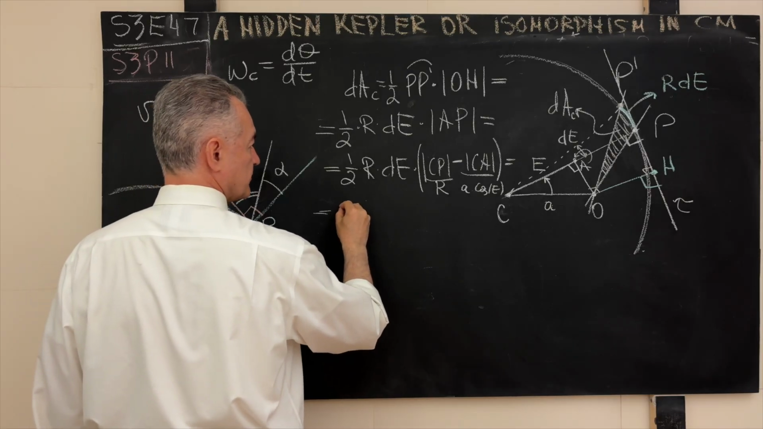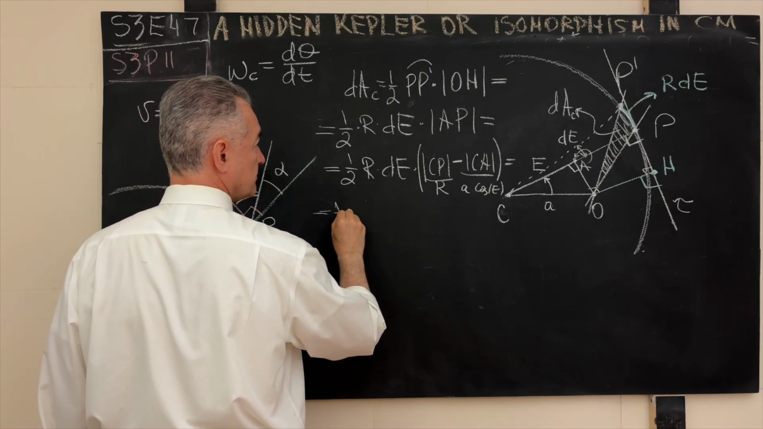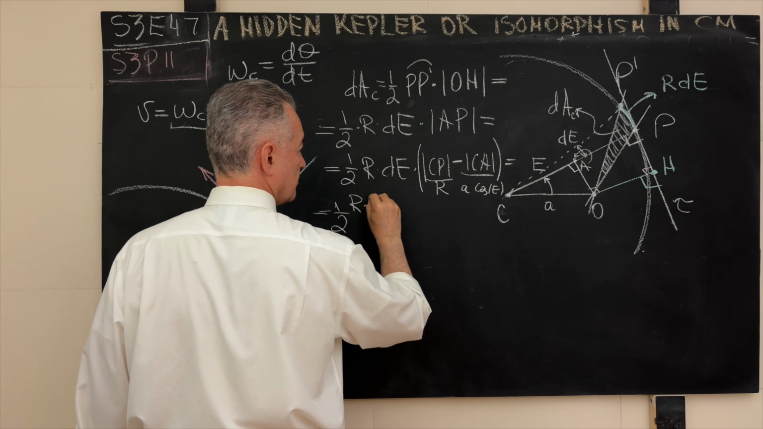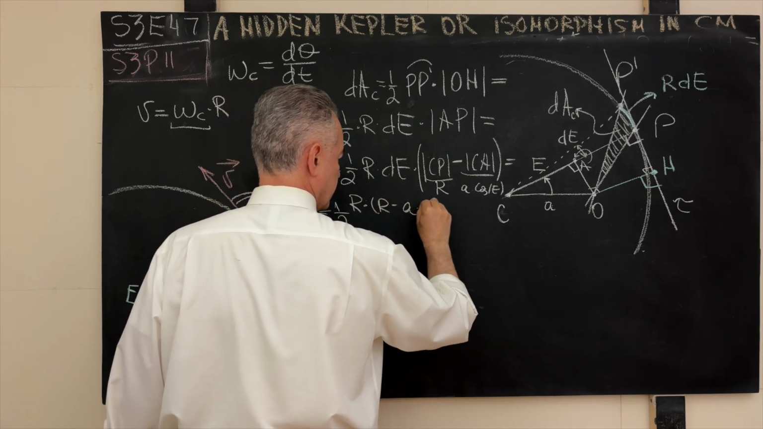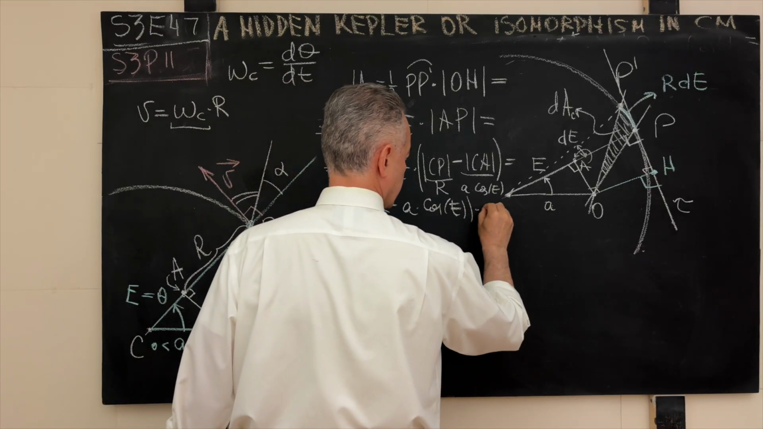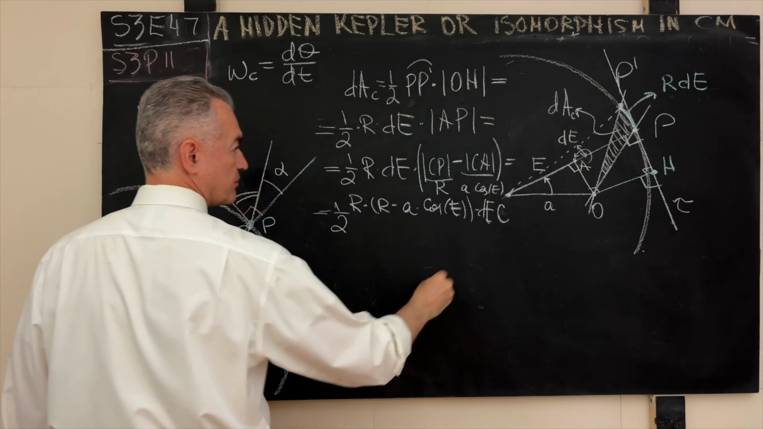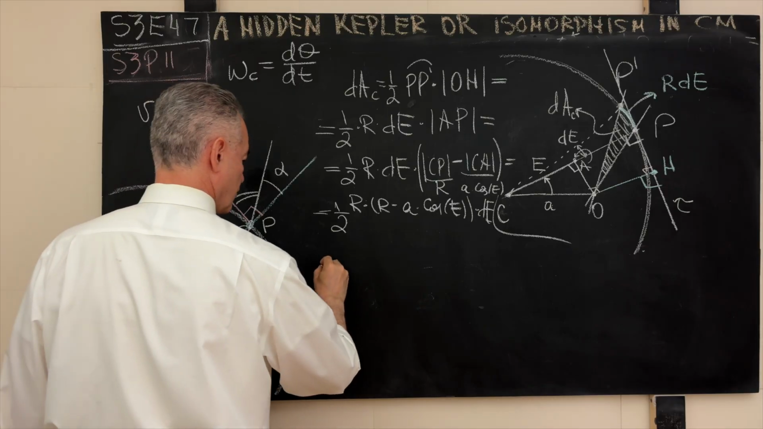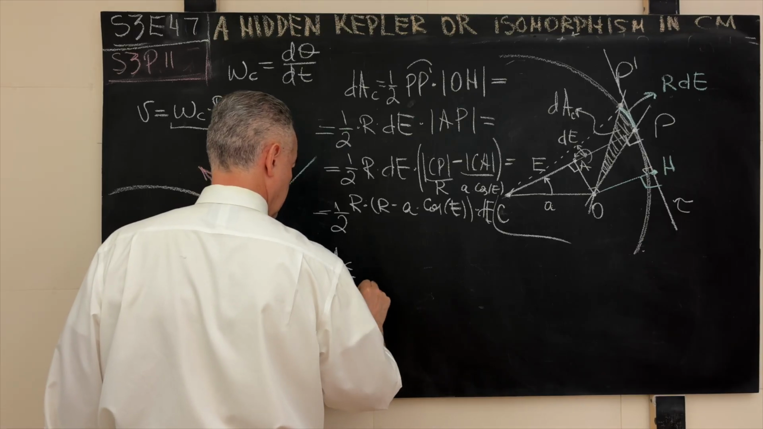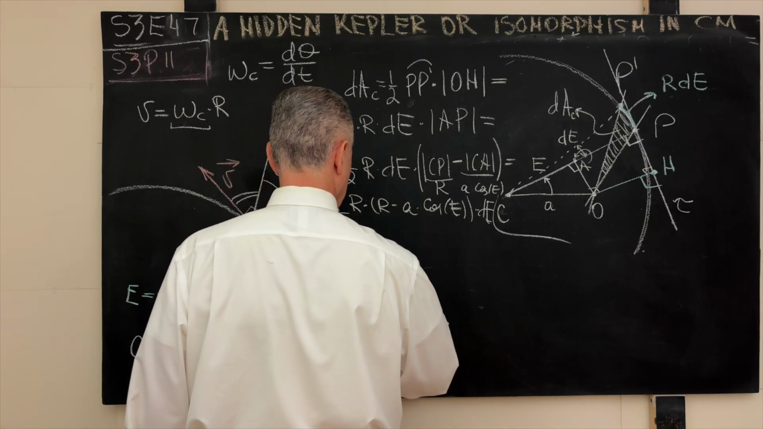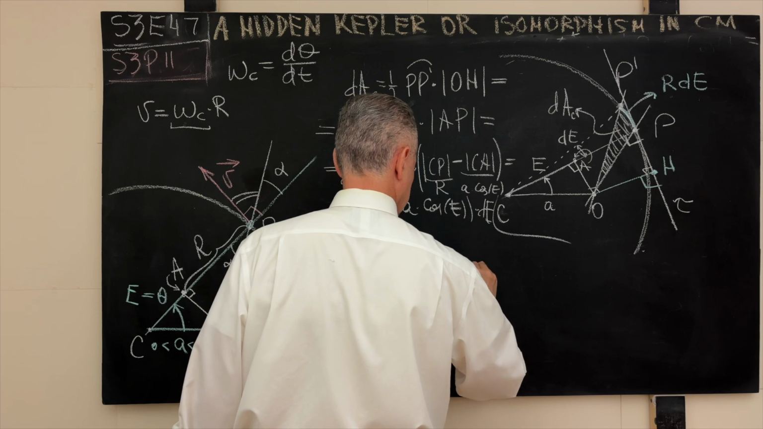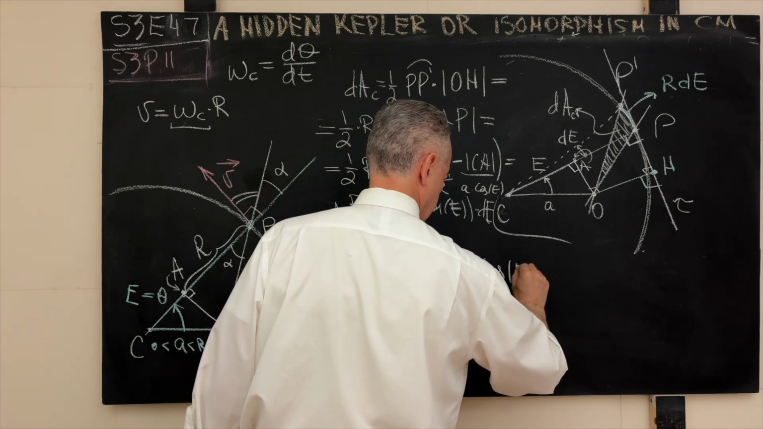So finally we have 1/2 R times R minus A times cosine of E, 1/2 times dE. I apologize here for the cramming. Let's write it down more carefully. dA of the circle divided by dE, dE is equal to 1/2 R times R minus A times cosine of E.